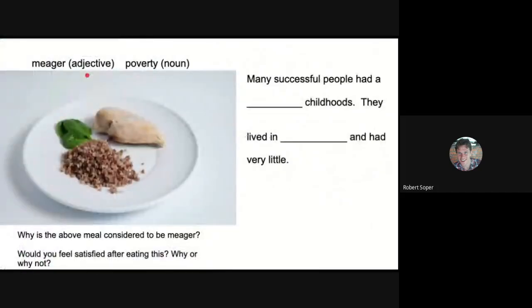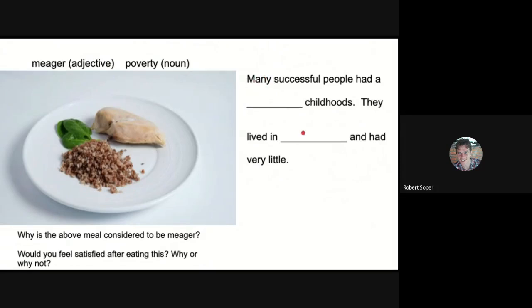Okay, let's move to 2 more words which are covered on your vocabulary sheet. We have meager, which is an adjective, and we have poverty, which is a noun. Let's practice using these in this gap fill.